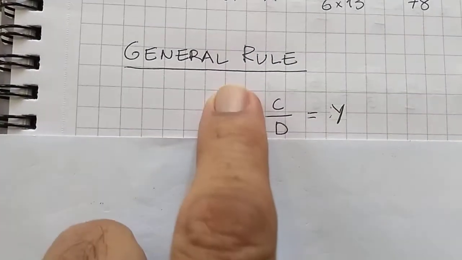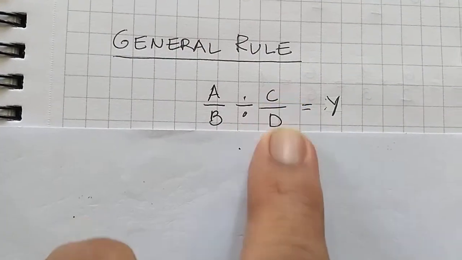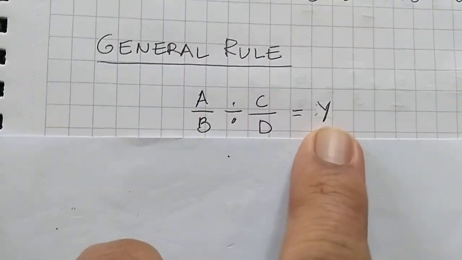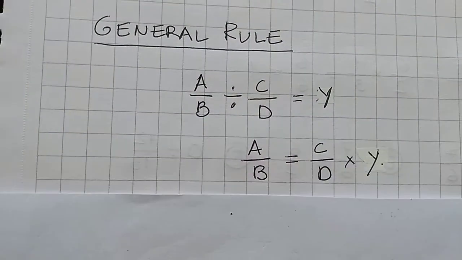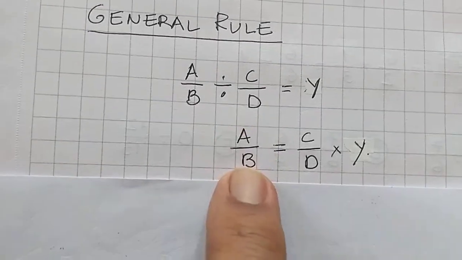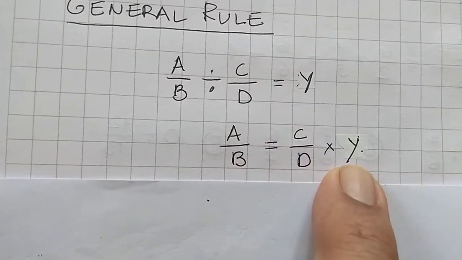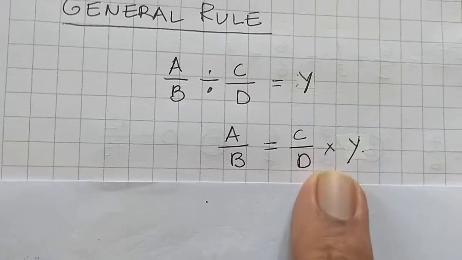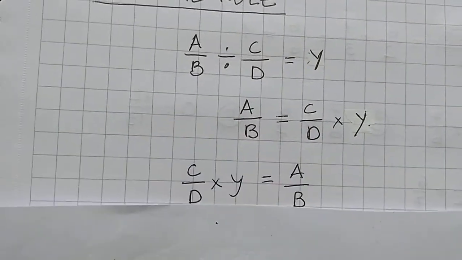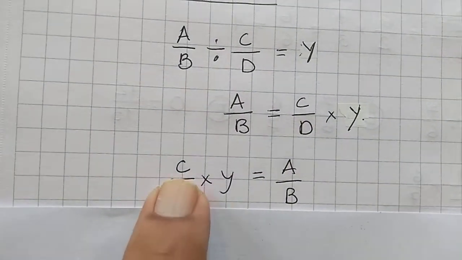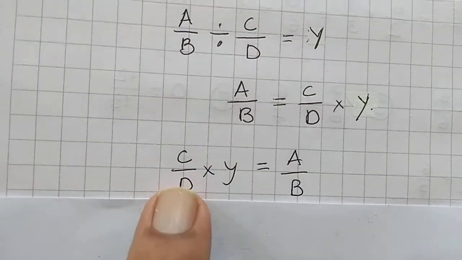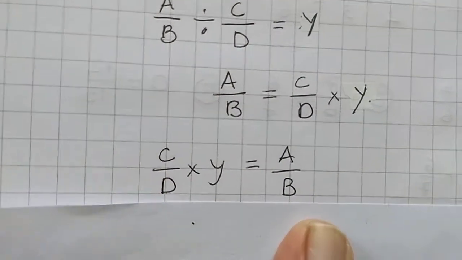So suppose I want to divide a over b by c over d. Let's call it y. Therefore a over b is equal to c over d into y. Then I rewrite it, I'll put that on the left, this on the right. c over d into y is equal to a over b.